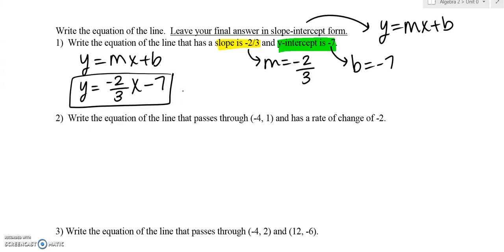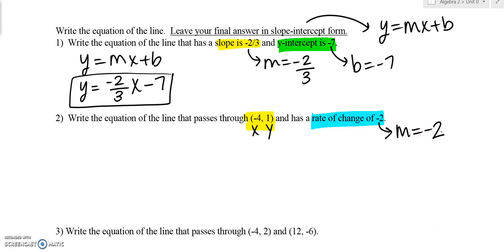Problem 2. Write the equation of the line that passes through the point (-4, 1) and has a rate of change of -2. Let's label a couple things here before we get started. They gave us a point. Remember, coordinates are always x, y. Also, they told us that the rate of change, which is just another word for slope, is equal to -2. So our slope is equal to -2.